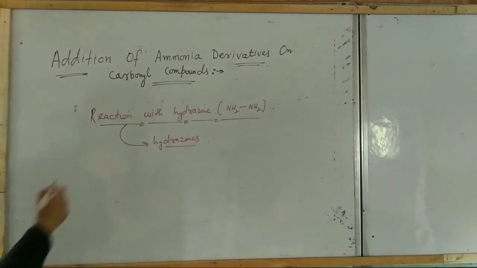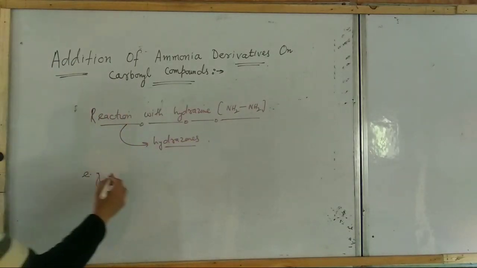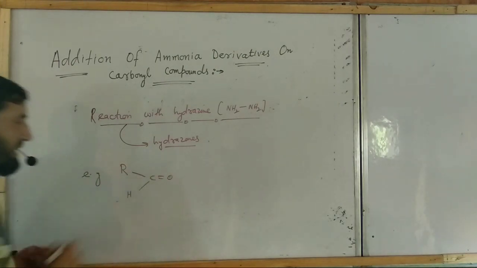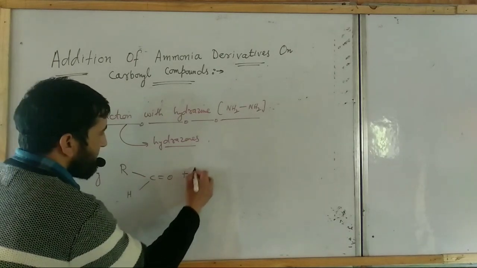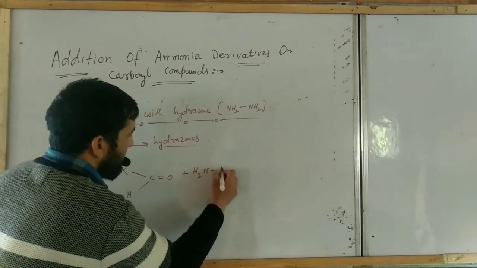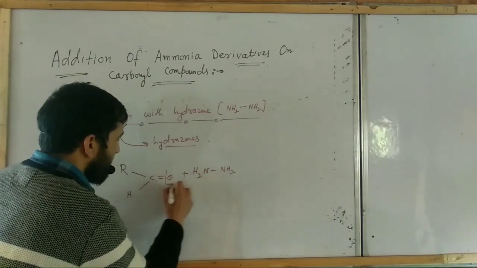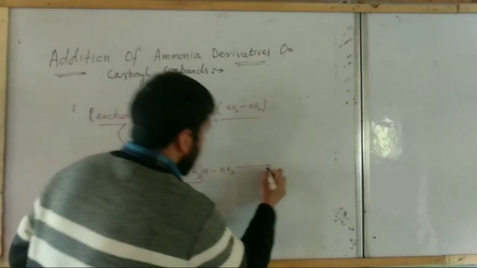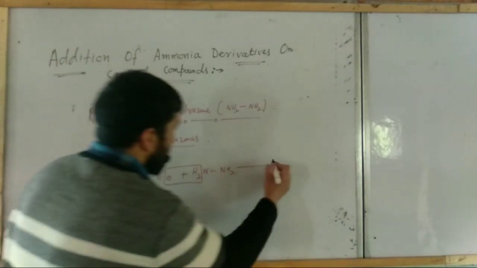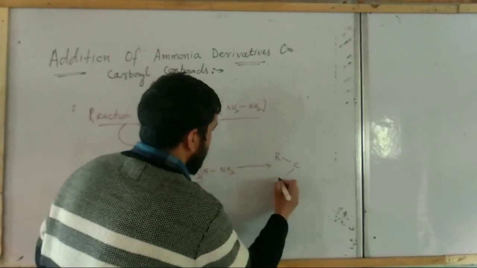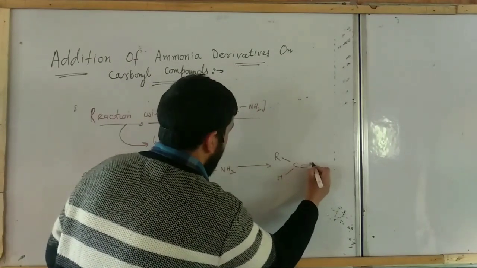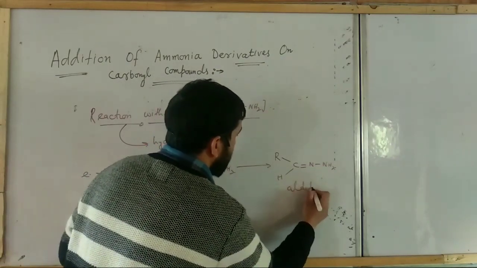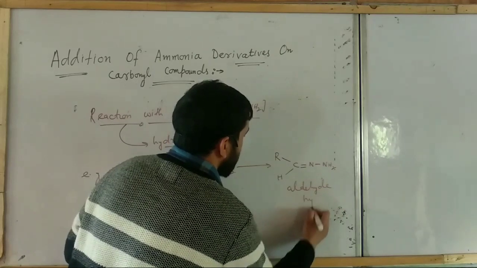For example, if we take the example of an aldehyde like this R C double bond O single bond H, it is our aldehyde. When it reacts with hydrazine like this NH2 single bond NH2, there is the elimination of water molecule just like this. As a result, corresponding aldehyde hydrazone is formed as this R C single bond H double bond N single bond NH2. So this is our aldehyde hydrazone.